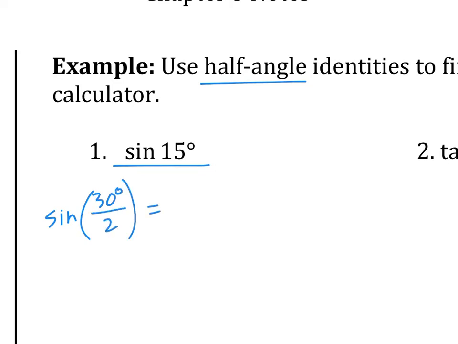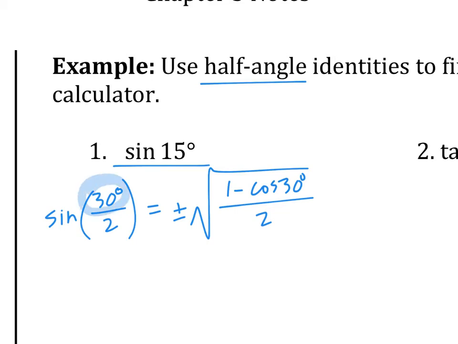All right, the sine half angle formula is equal to what? Plus minus square root of 1 minus cosine 30 over 2. Yes. Correct. So when you apply the formula, this angle is the u. So it's basically saying what angle divided by 2 is going to give you 15.